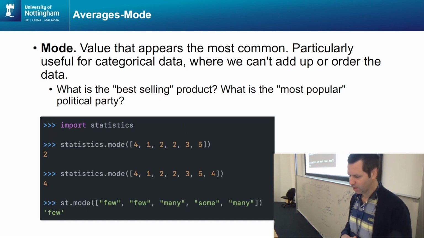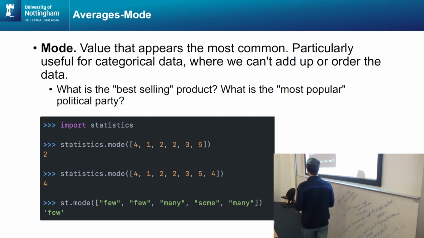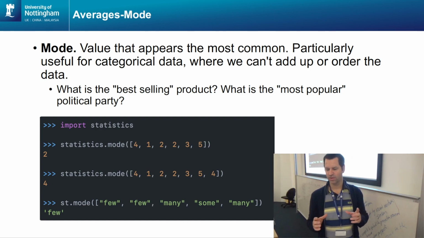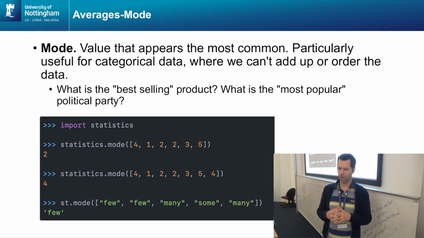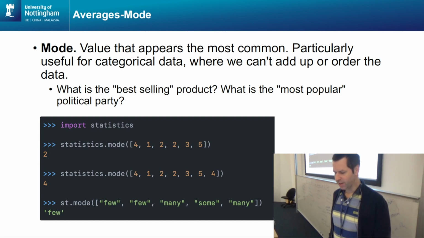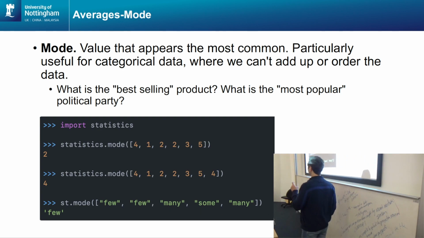So mode is another kind of average. It's just counting up the value that appears the most often. Right? If you have a data set with values, sometimes there's a value that appears the most often, and that can be the mode. And that's particularly useful for categorical data. Right? Like, what is the best-selling product? What is the most popular political party? Mode works on this non-numerical data. It's a kind of, what's the most popular value in this data set?